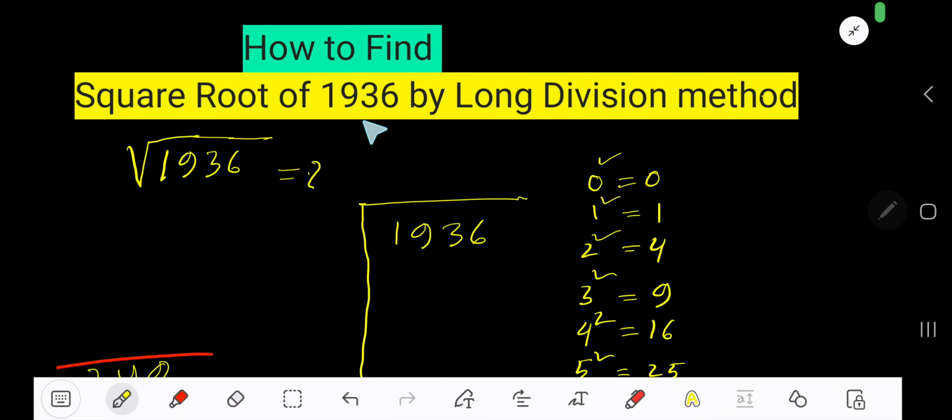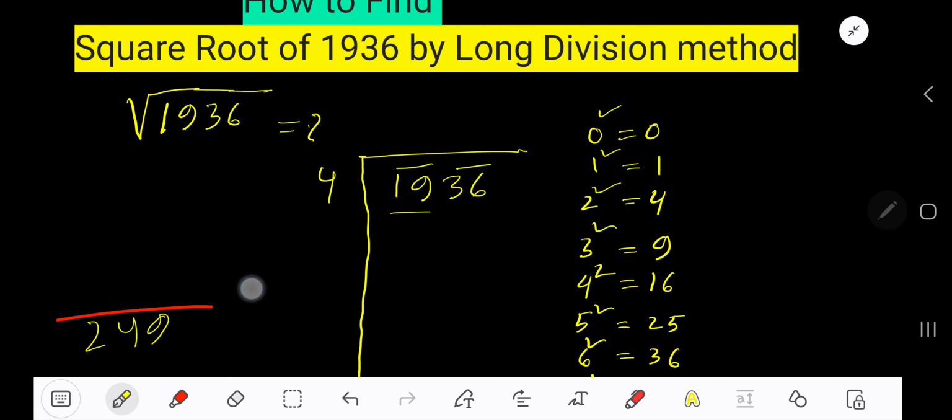To find the square root of 1936 by the long division method, first make pairs from the right-hand side to the left-hand side. This is your first pair, this is your second pair. Consider this second pair. You have to take a number whose square will be equal to 19 or closest to 19. If you take 4, then 4 squared will be 16, but if you take 5, it equals 25, which is greater than 19, so 4 is correct.